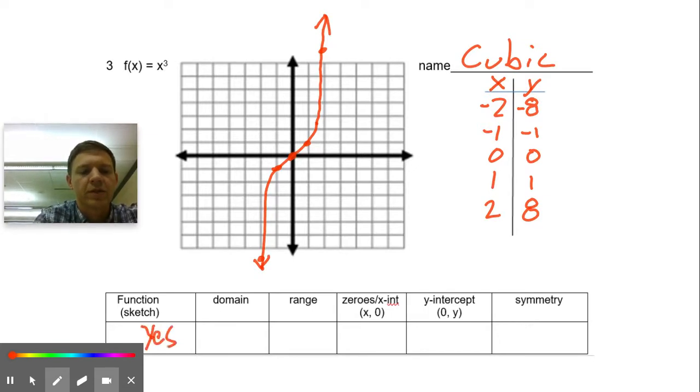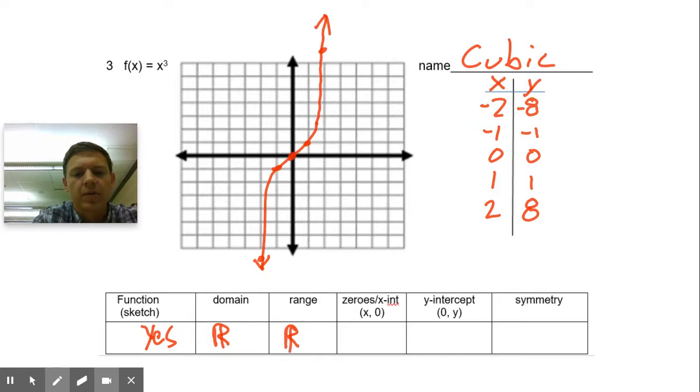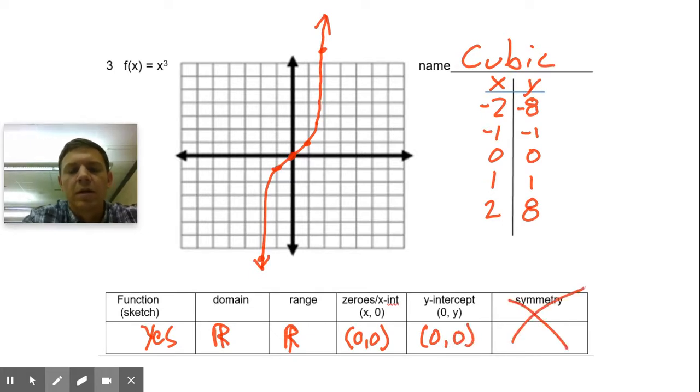Is this a function? Yep, passes the vertical line test. What's the domain? All possible real numbers. There's not an x that we can't put into this. What's the range, all possible y's. There's not a y this won't reach. Where does this cross the x-axis? Crosses at the point 0, 0 again. Where does it cross the y-axis? It crosses the y-axis again at the point 0, 0. And then that's the cubic function.